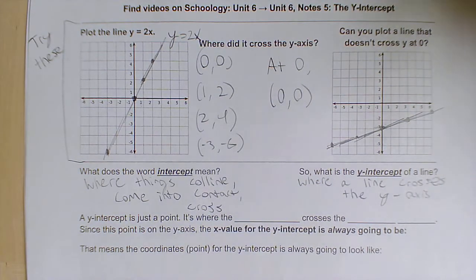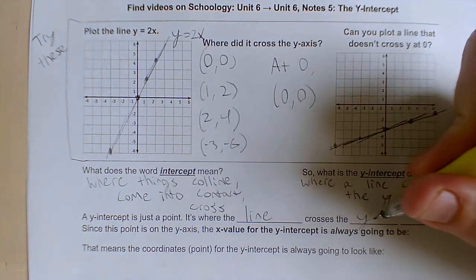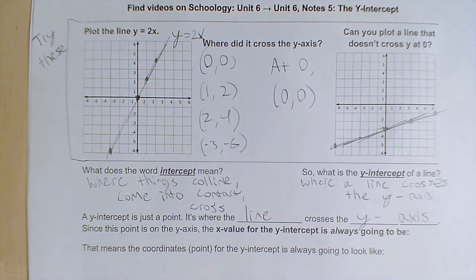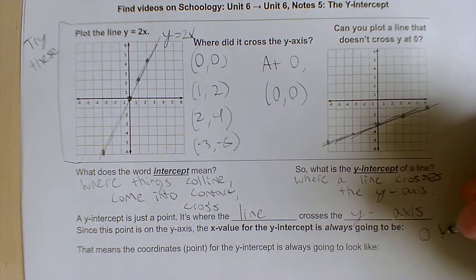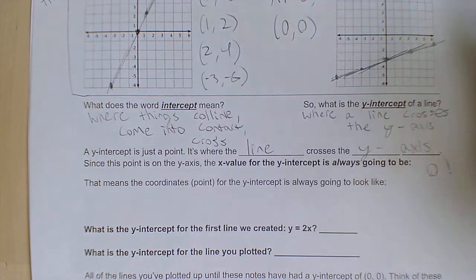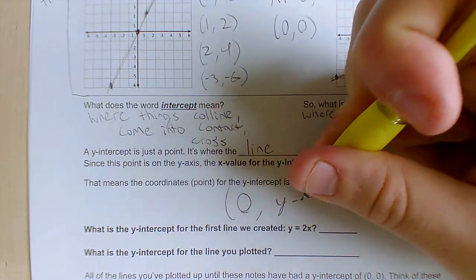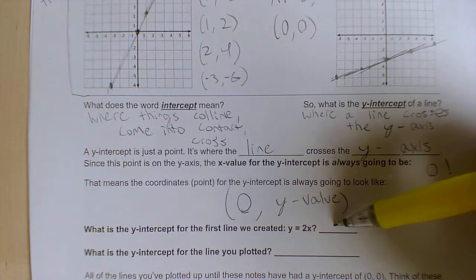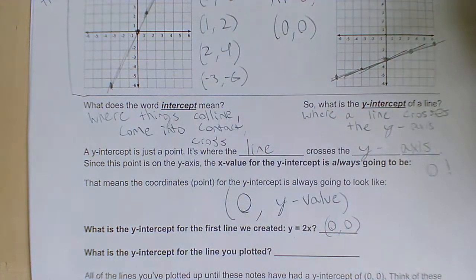So a y-intercept is just a point. It's where the line crosses the y-axis. Since this point is on the y-axis, the x value for the y-intercept is always going to be 0. No matter what it is, your x value is always going to be 0. That means the coordinates, the point for the y-intercept, is going to look something like 0, comma, y value. Whatever your y value is goes with the 0. That means for our y equals 2x line, our y-intercept was 0, 0.